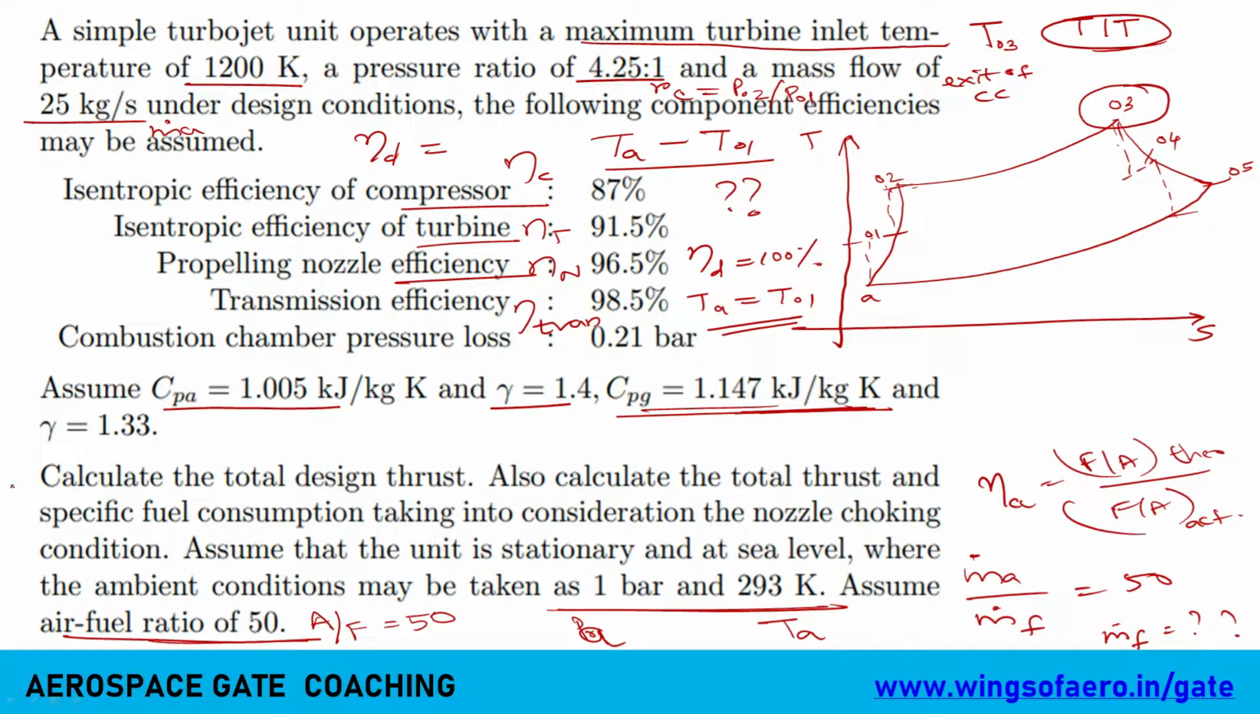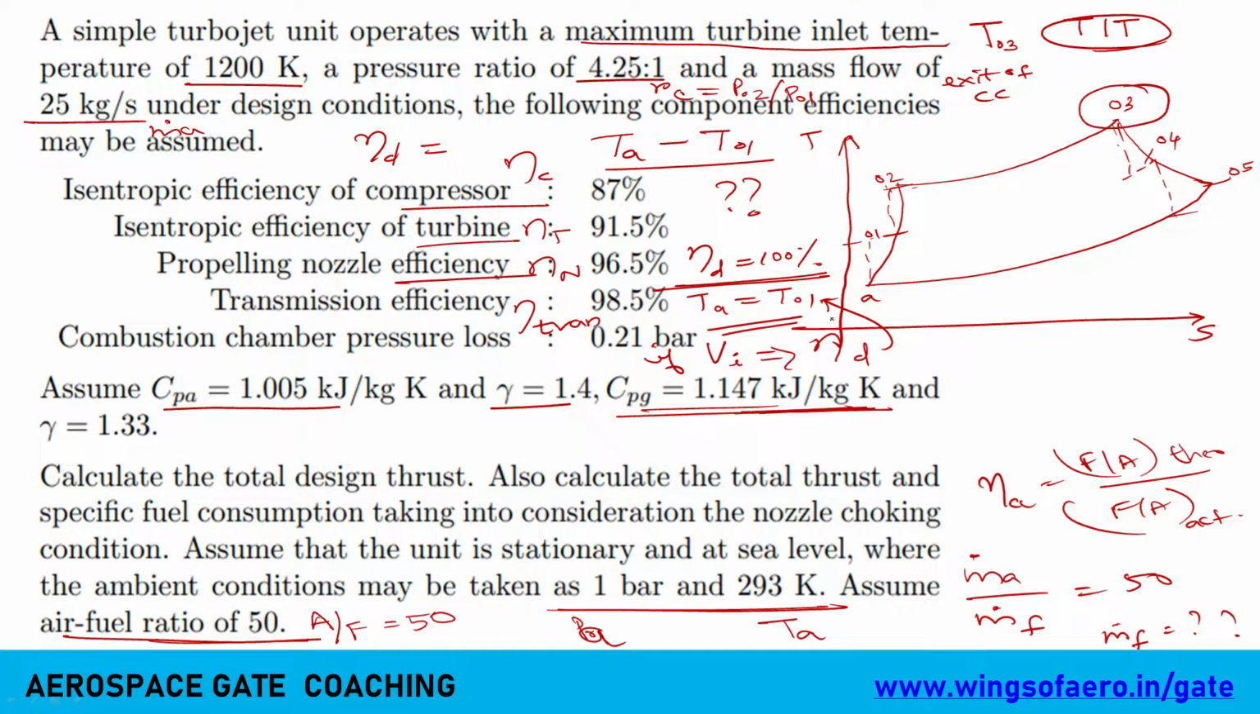If flight velocity is given, if I write Vi, then you can find out eta d, that is the diffuser efficiency. If flight speed is not given, you can directly assume that it is 100% and T equals T01. Any question here? Anyone? No, ma'am. Right. So we can move to the next step.